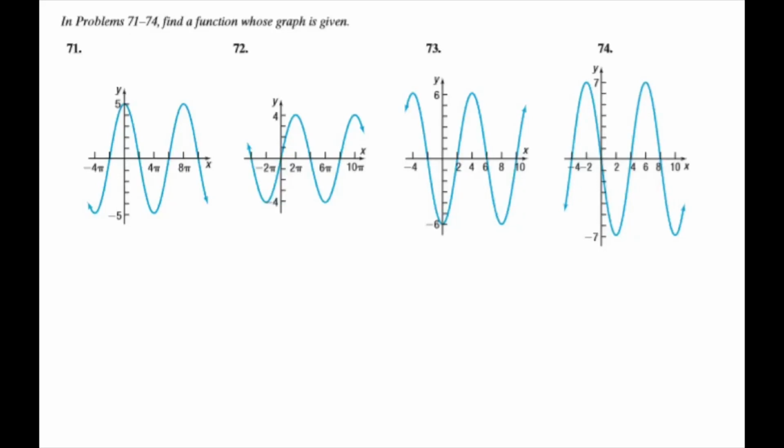Hi everyone, we're going to find a function whose graph is given, and this is for sine and cosine. Now basically we have to write an equation. So in this first one here, 71, there's your center line right there. So my amplitude is 5.